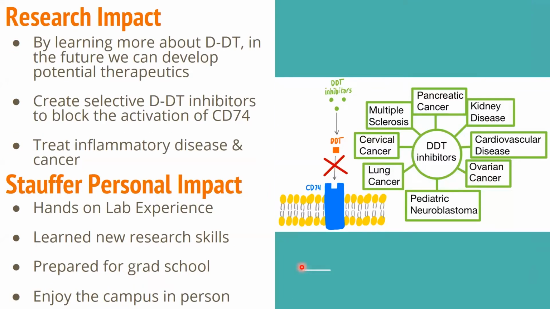For the research impact, by learning more about DDT in the future, we can help develop potential therapeutics. We would do so by creating selective DDT inhibitors that would block the activation of CD74. With this, we could help treat inflammatory disease and cancer, such as those listed here on the right. DDT inhibitors could work on multiple sclerosis, pancreatic cancer, kidney disease, and cardiovascular disease, just to name a few.